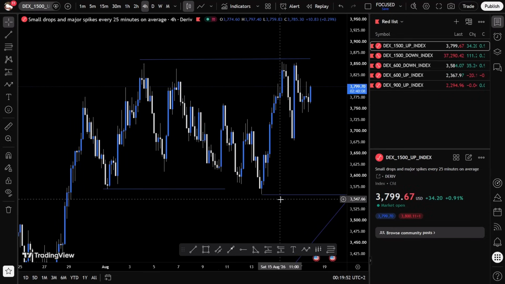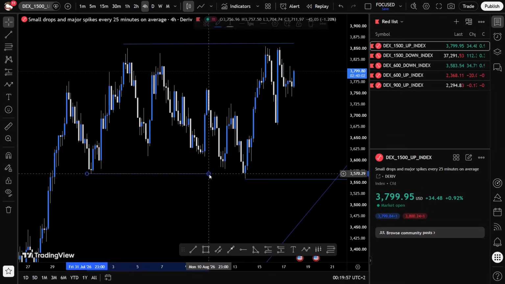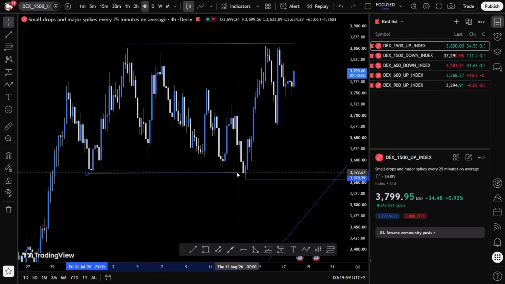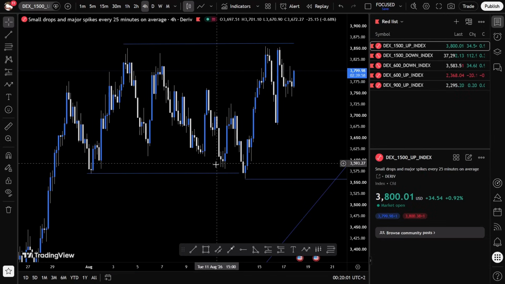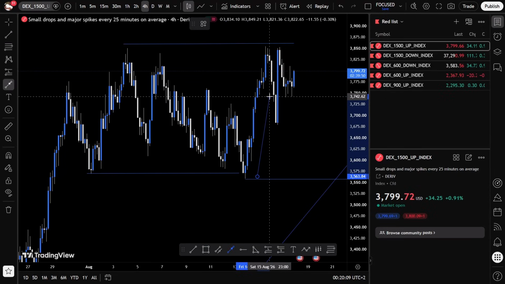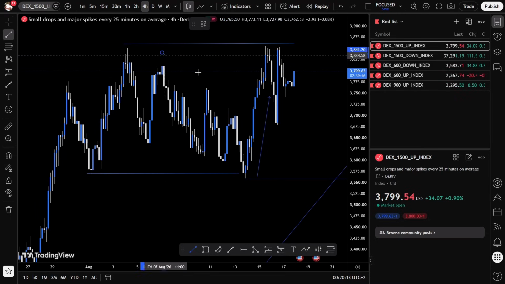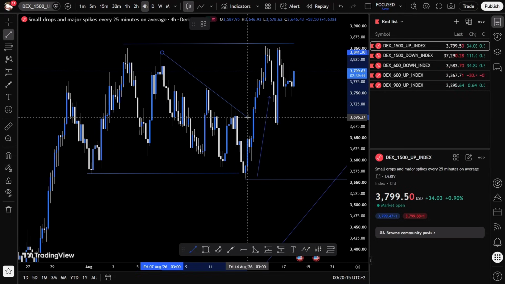Okay, so this is the 4-hour time frame. If you look at it closely, it's clear to see that we took out liquidity here, and then we went to the upside. Price went impulsively to the upside, okay? And it also took out this liquidity right around there that was being built up.